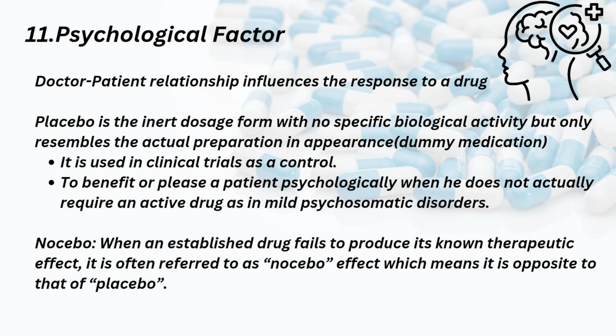The 11th one is psychological factor. Doctor-patient relationship influences the response to a drug. Placebo is the inert dosage form with no specific biological activity but only resembles the actual preparation in appearance. It is used in clinical trials as a control, or to benefit or please a patient psychologically when he does not actually require an active drug, as in mild psychosomatic disorders. Nocebo. When an established drug fails to produce its known therapeutic effect, it is often referred to as nocebo effect, which means it is opposite to that of placebo.